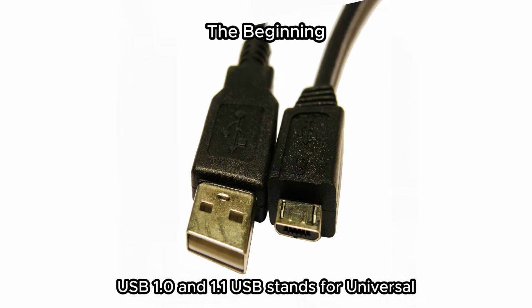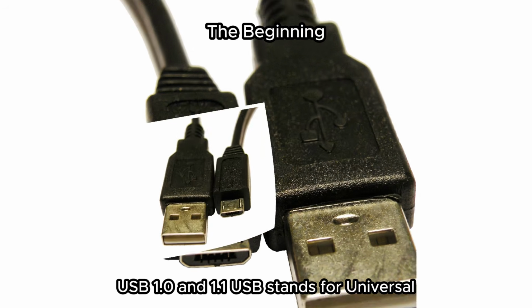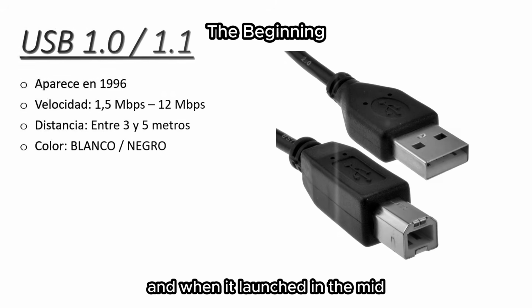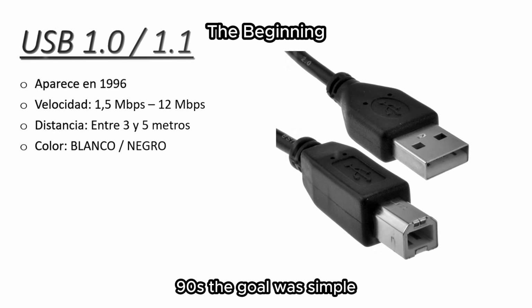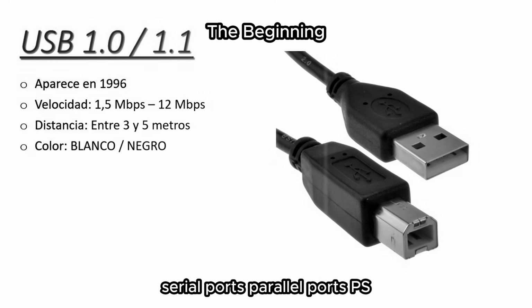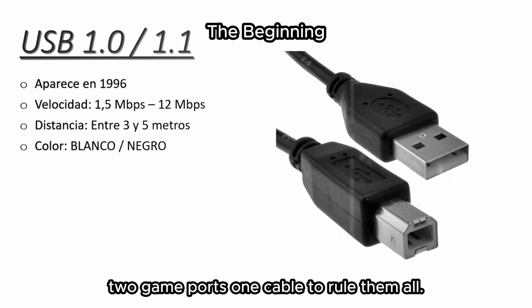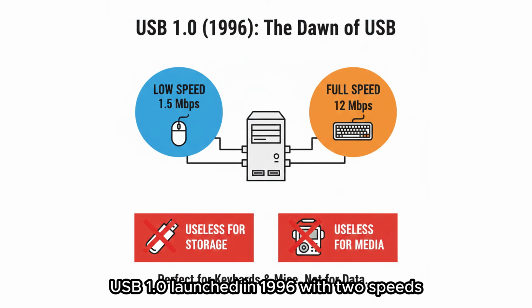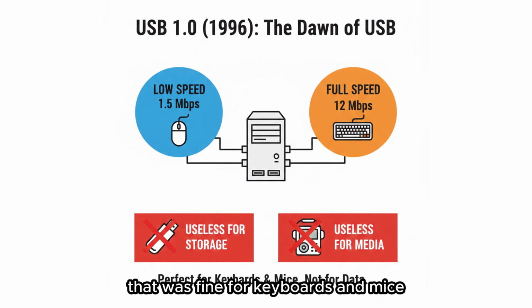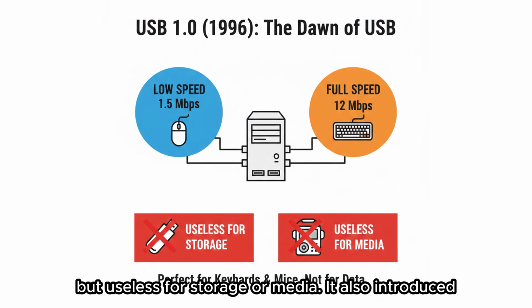The beginning. USB 1.0 and 1.1. USB stands for Universal Serial Bus, and when it launched in the mid-90s, the goal was simple: replace the mess behind every PC. Serial ports, parallel ports, PS2, game ports, one cable to rule them all. USB 1.0 launched in 1996 with two speeds, low speed at 1.5 megabytes per second and full speed at 12 megabytes per second. That was fine for keyboards and mice, but useless for storage or media.